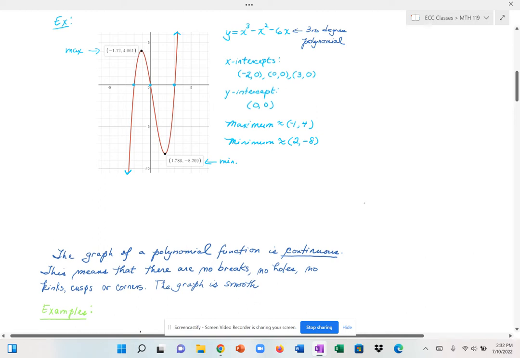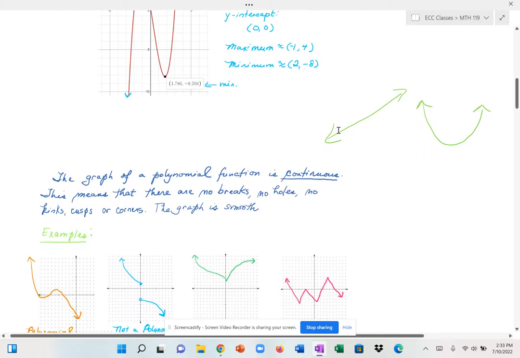Some are very simple, like a line. That's a polynomial. That's smooth, nothing sharp there. A parabola is also a polynomial. That's just a smooth graph. And then we have our higher order polynomials like this third degree polynomial. Okay.